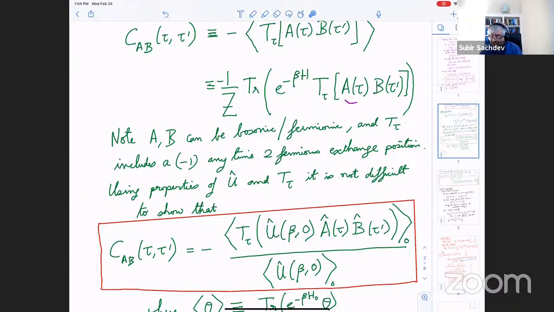But in the Green's function, these are definitely different times. I put tau prime equal to 0. I didn't put tau prime equal to tau. And that's just simply using time translational symmetry.